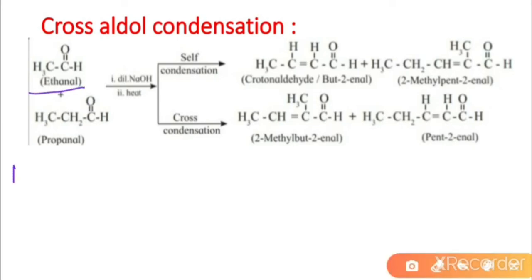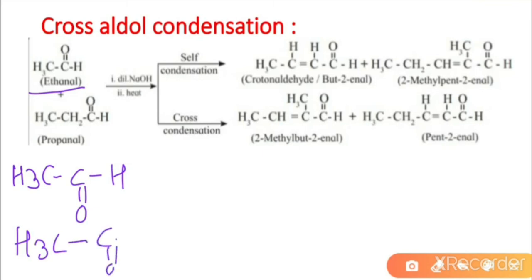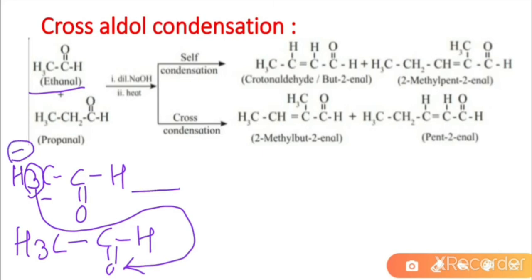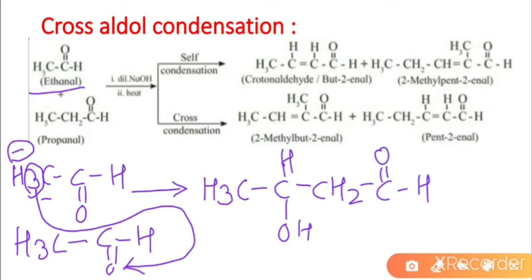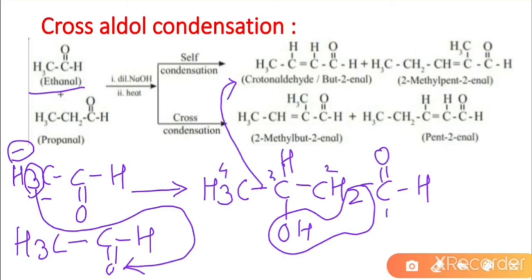When ethanal is self condensed, this alpha hydrogen atom migrated towards this carbonyl oxygen and it becomes carbanion, so the product is obtained: H3C, CHOH, CH2, CHO, and this hydrogen is removed with the hydroxyl group and we get this product, crotonaldehyde or but-2-enal, 1, 2, 3, 4.